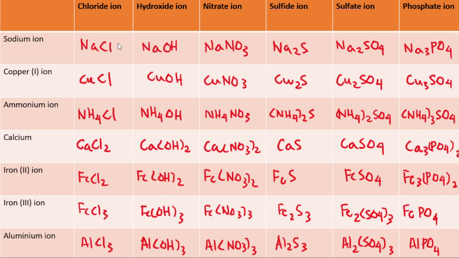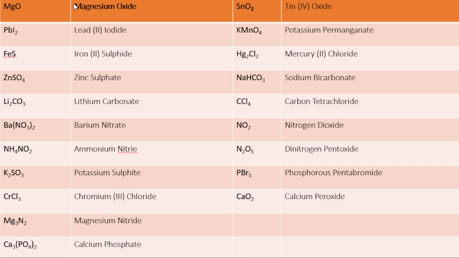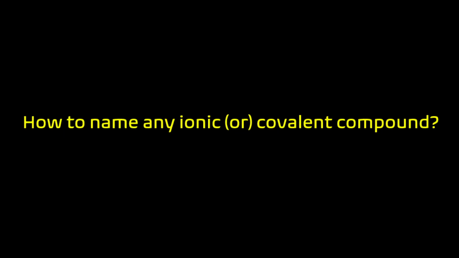Alright, and we also need to know how to write the names by looking at the chemical formulas. Now pause this video right now and fill it up on your paper first. Alright, so these are your answers, okay? I hope that you got it all right, okay? And that's about it. That's how you name any ionic or covalent compounds.